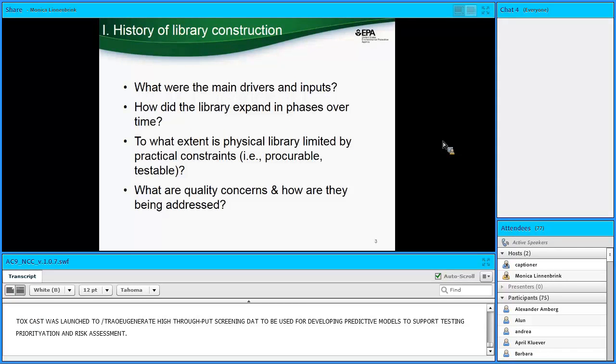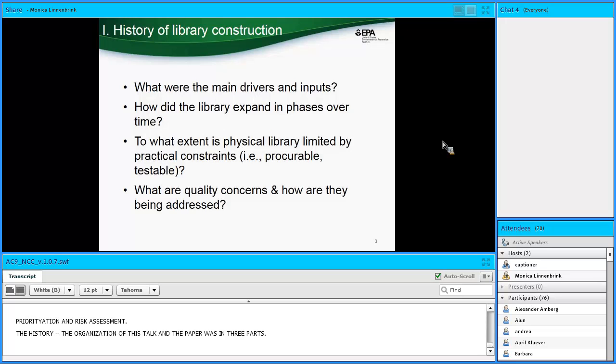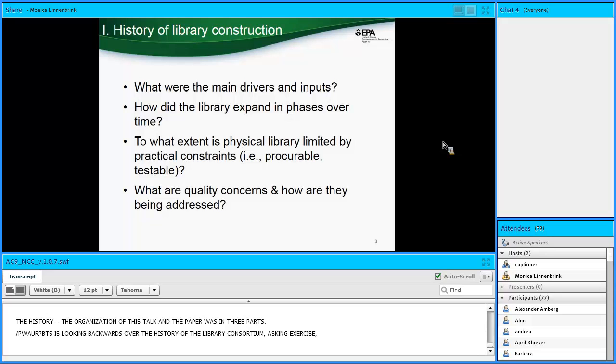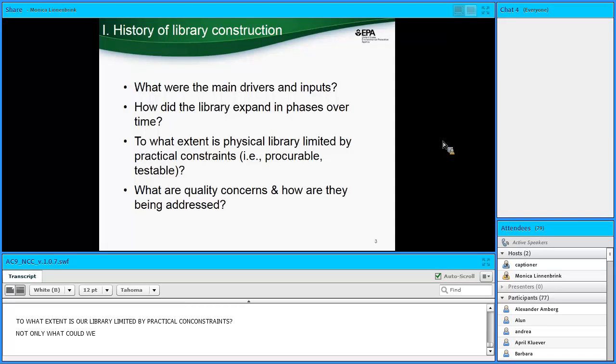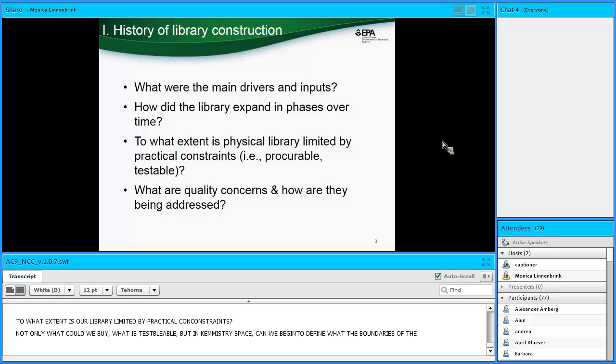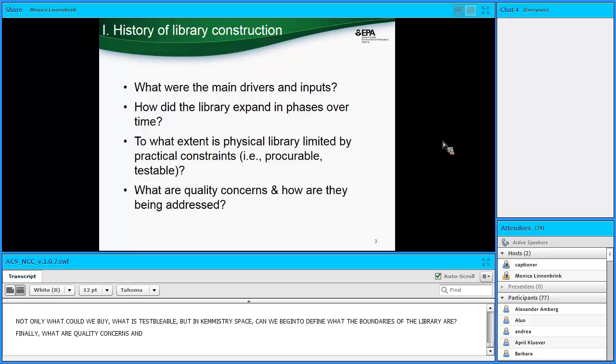The organization of this talk and the paper was in three parts. One is looking backwards over the history of the library construction, addressing the questions: what were the main drivers and inputs to our selection of the chemicals? How did the library expand in phases over time? To what extent is our library limited by practical constraints? Not only what could we buy, what is testable, but in chemistry space, can we begin to define what the boundaries of the library are? And finally, what are quality concerns and how are they being addressed? Because this speaks directly to the integrity of the entire program. Do we know what we're actually testing?